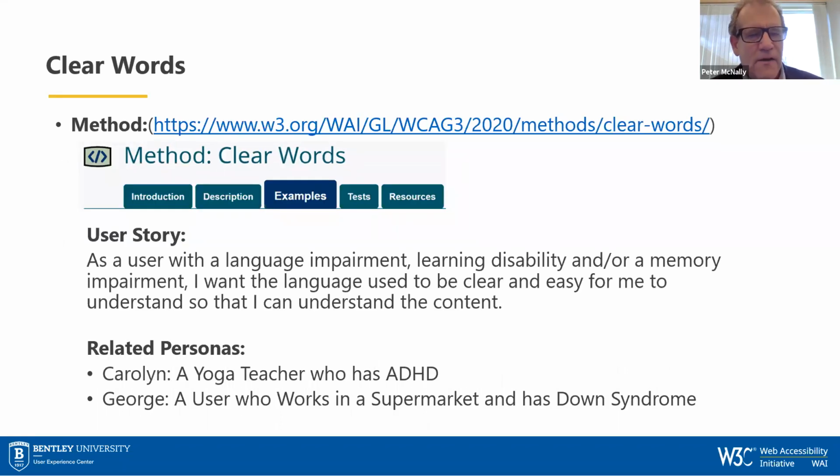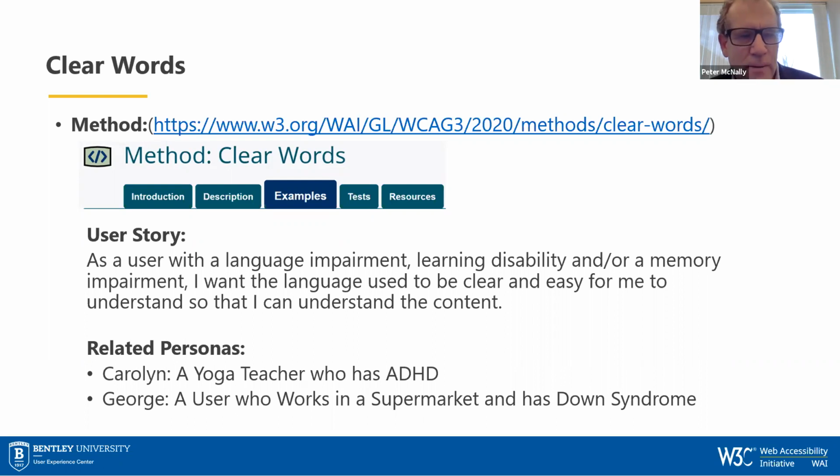So here they've added user stories, which I thought was really good. This is one example: as a user with a language impairment, learning disability, and or a memory impairment, I want the language used to be clear and easy for me to understand, so that I can understand the content. If you think about agile development, user stories are part of that, and I think it's important when you're doing your user stories to think about users with disabilities.